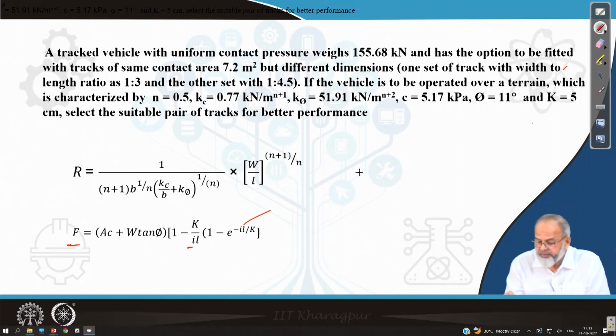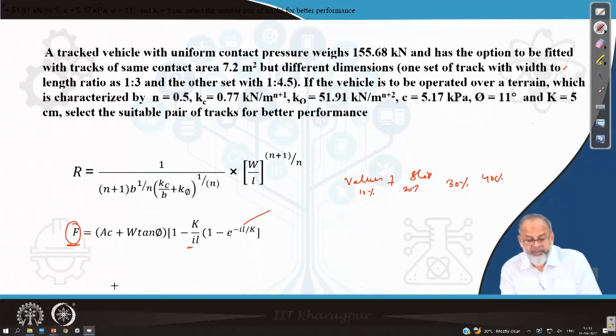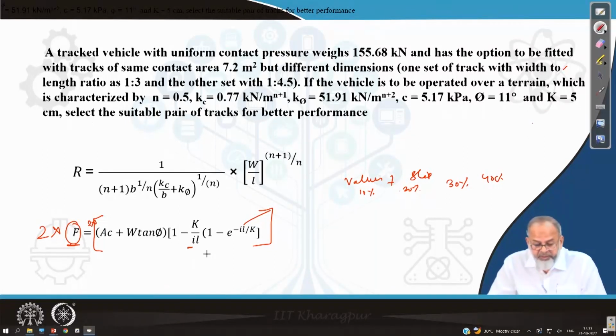So, you can calculate F for different values of slip at 10%, 20%, 30%, you can go up to 40%. And C value is given, phi is given, A will be remaining same for both the cases. So, this value is giving you the tractive effort developed by a single track. If you want to find out the total tractive force, then you multiply with 2. So, twice of this will give you the value of the total tractive force.